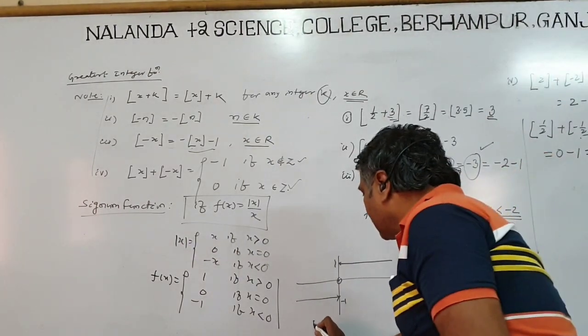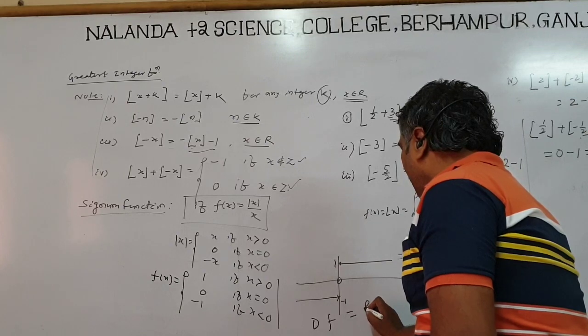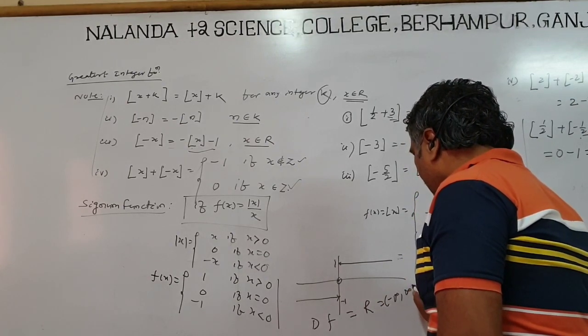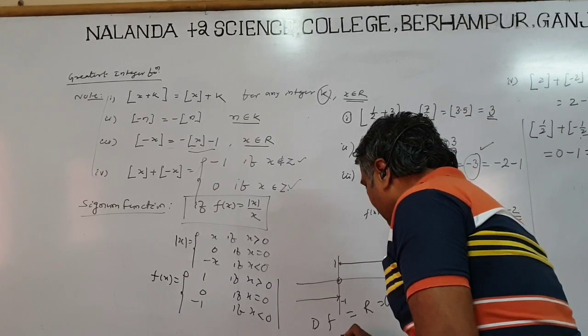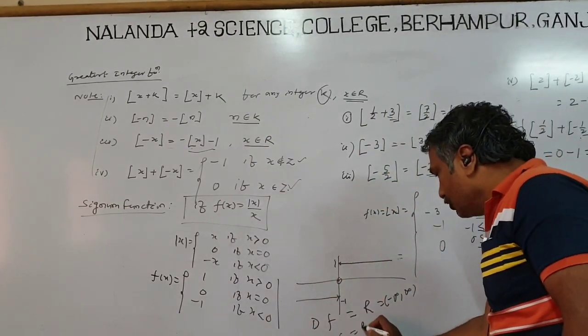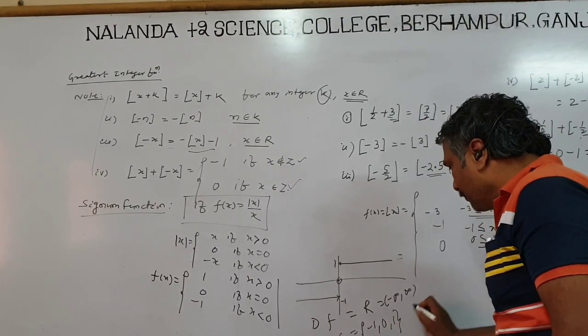Now what is the domain of the function? The domain of the function is always equal to the real numbers, or you can write minus infinity to plus infinity. And the range of the function has only 3 elements: minus 1, 0 and 1.